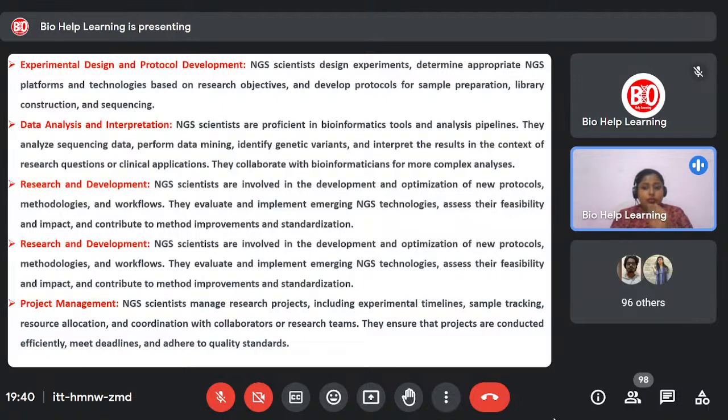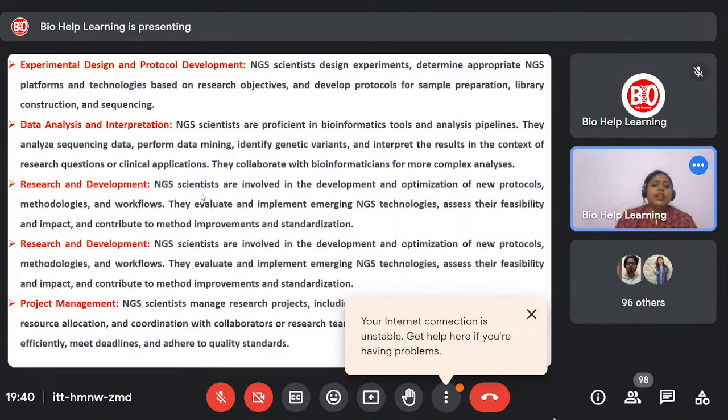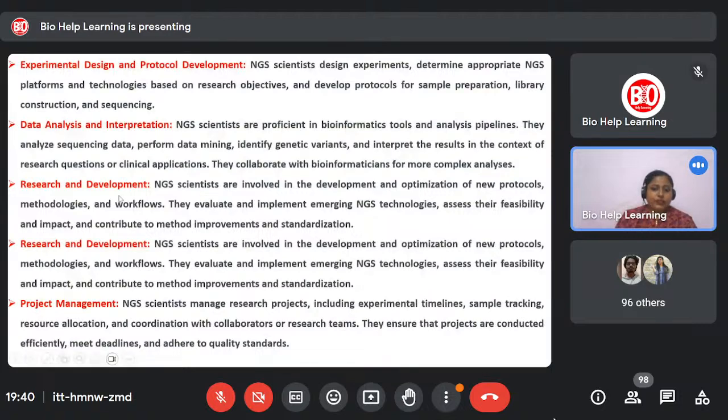They also collaborate with the bioinformaticians for more complex analysis. Basic analysis they can do, but if it is more complex, they take help of a software engineer or a bioinformatician. They also work in the field of R&D, research and development, to develop new protocols, methodologies, and workflows. Evaluate and implement the emerging NGS technology means the further development is carried out by them only. Daily new changes are carried out.